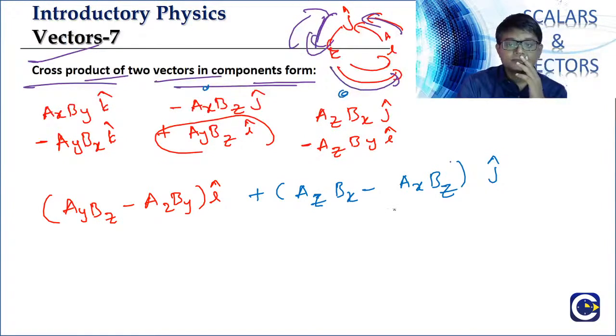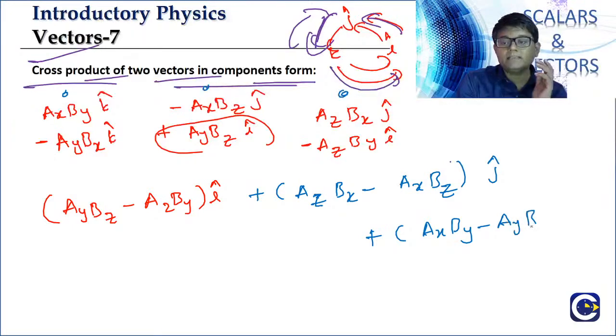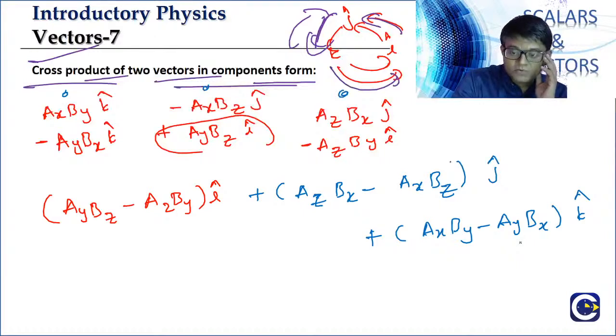Okay, then what is it? The last. Here K, here K. AXBY minus AYBX into K. What is it? AXBY minus AYBX into K. Okay, so this is the final result of the cross product.